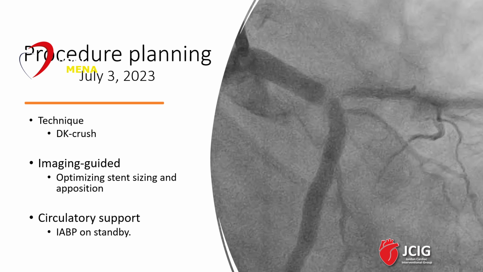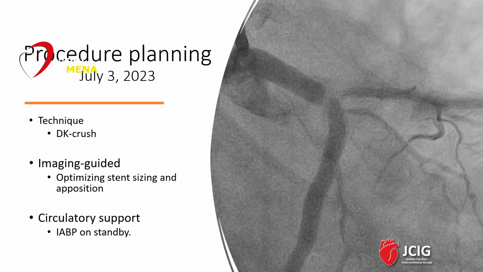The other decision we made was that it should be imaging directed because we are going to deal with different arteries. We have to optimize the sizing of the stents, and it's a left main stent. And as you noticed, her RCA is not huge, so she is relying on this.